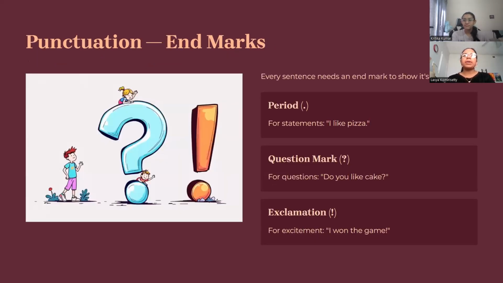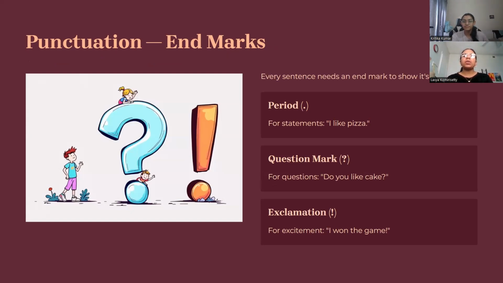Now let's look at punctuations that we use in sentences. So these are the end marks. Every sentence needs an end mark to show that it's complete. We have periods. So these are for normal statements like I like pizza. Like you're saying it in a normal tone, right? Like I like pizza, I like to play, I like to eat. In those cases, we just use a period.